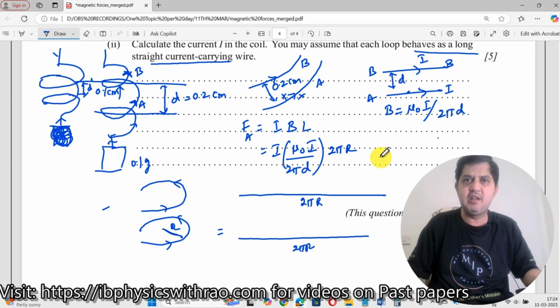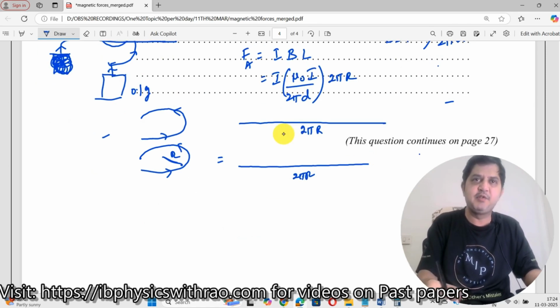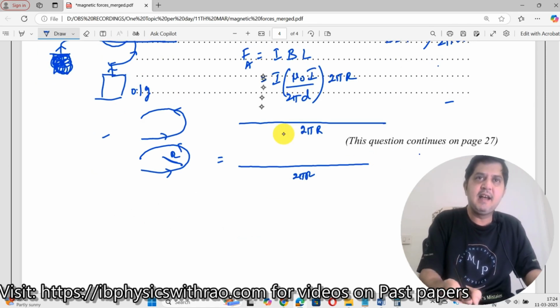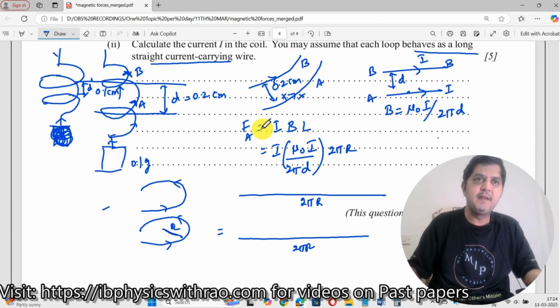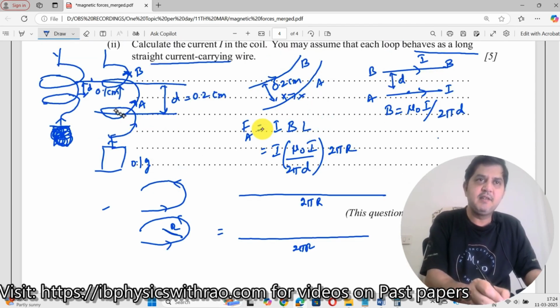Now I have written all the values. Now what I need to do is substitute everything. So now I will write Fa. Now what's happening over here? Because of this one, these two wires will come closer. Now, since it comes closer, what do you do? You apply an external force over here, a weight here, so that you pull this one once again apart.